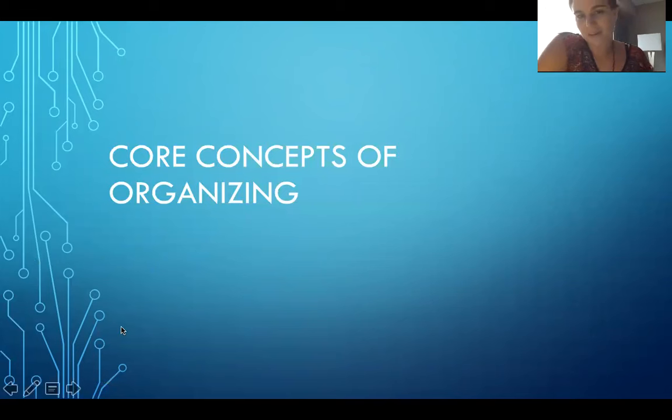Excited to talk with you a little bit about core concepts of organizing this week. So we're going to try to use some pretty clear examples for some terms that can be a little bit confusing if you haven't worked with them before. Sometimes I get confused as well.